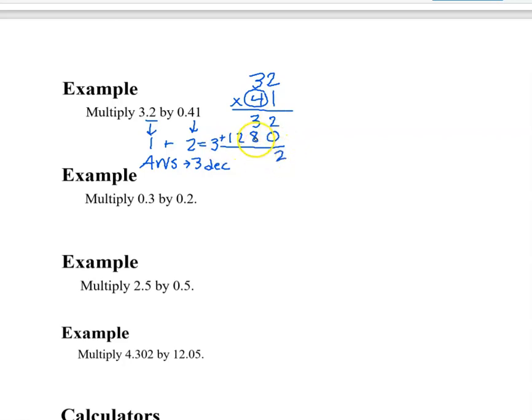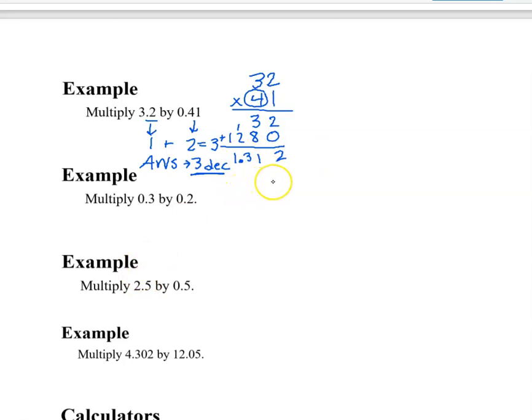So we're going to get 2. 8 and 3 is going to give us 11. Carry our 1. Okay, so we've got 1,312. But my answer is supposed to have 3 decimal places. And right now the decimal is here after the 2. So we would move it back. 1, 2, 3. So the decimal place should be right here for it to have 3 decimal places.